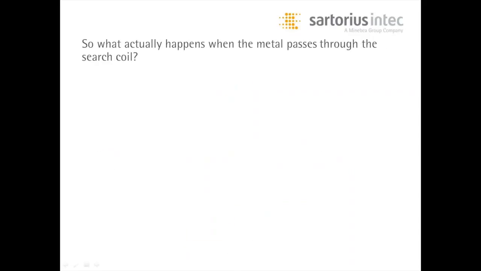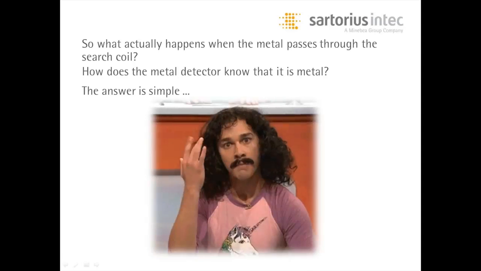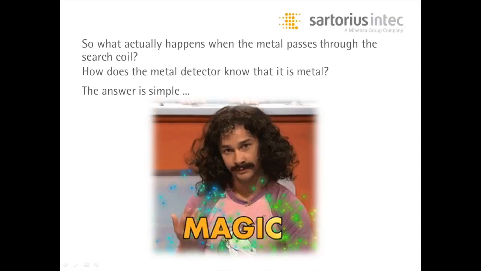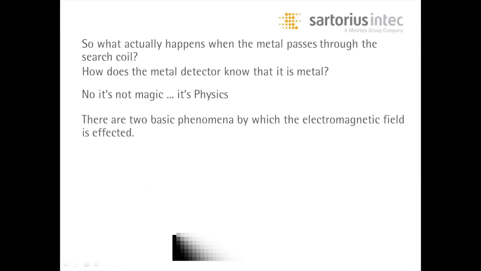So what actually happens when metal passes through the search coil? How does the metal detector know that it's metal? The answer is very simple. It's magic, of course. Actually, it's not magic, it's physics, basic physics. There are two basic phenomena by which the electromagnetic field is affected.